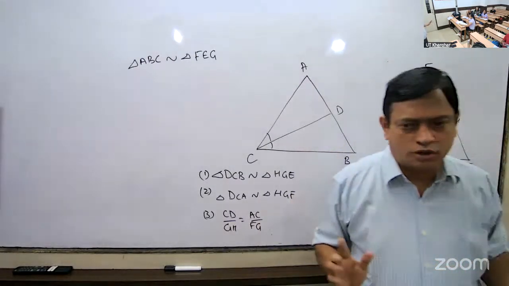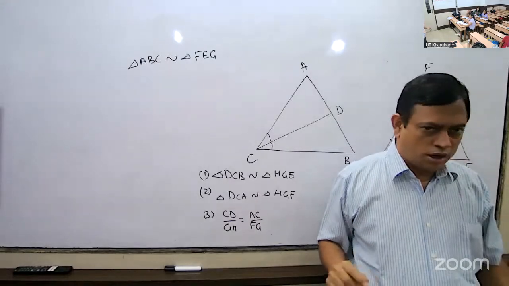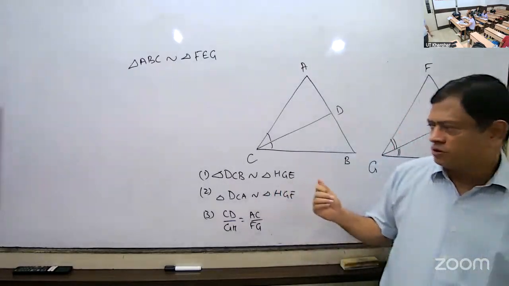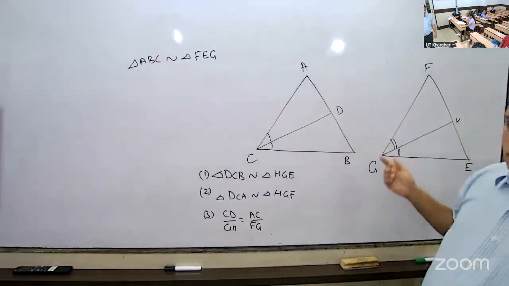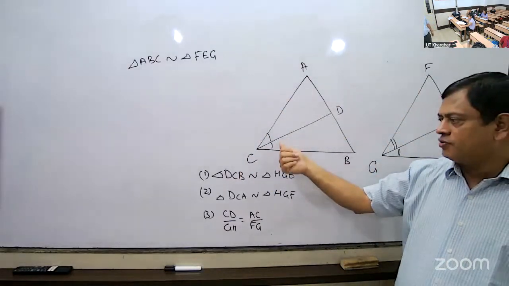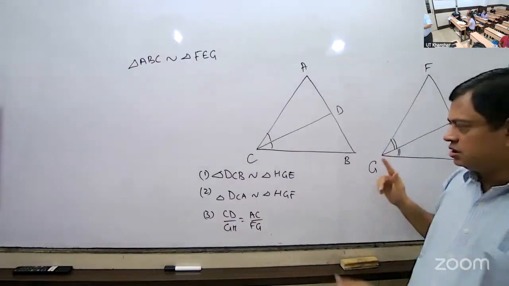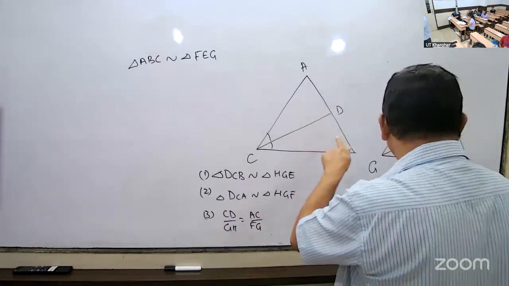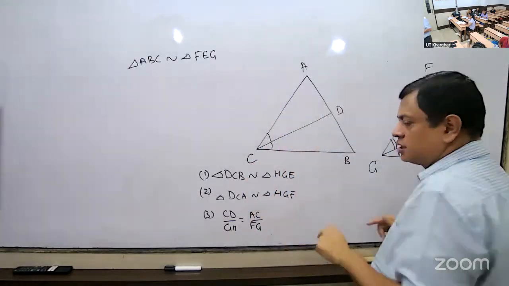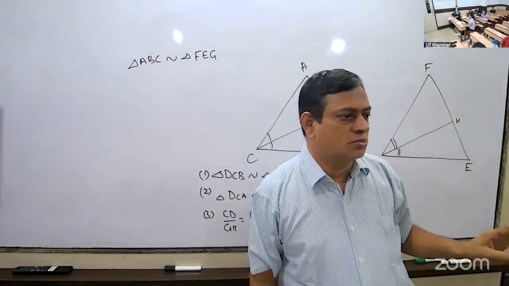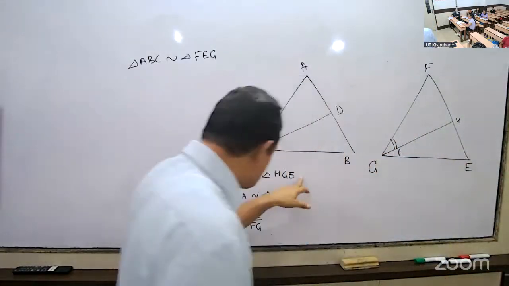Look here, stop now. And you have to write this. See, it's very simple. First you will write, since they are similar, therefore angle ACB is equal to angle FGE. Therefore, half of ACB is equal to half of FGE. These two are equal. Similarly, these two are equal already because they are similar. So two pairs of angles are equal. Therefore, these two triangles are similar by AA similarity. That is your first answer.